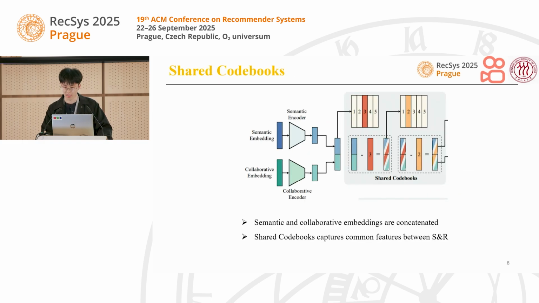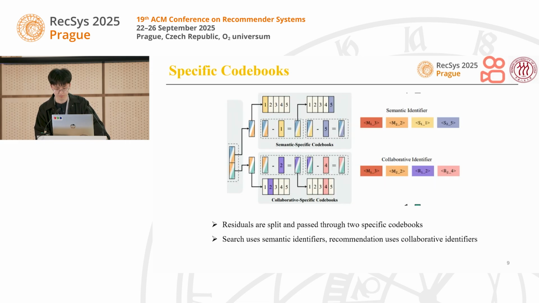Specifically, first, the semantic and collaborative embeddings are concatenated and then passed through 2 shared codebooks. This process enables the model to learn 2 levels of shared codes, which are used to capture shared information between the 2 tasks. Then the residuals obtained from the first 2 levels are split and passed through a semantics-specific codebook and a collaboration-specific codebook, respectively. This process allows the model to learn 2 types of codes, semantic-specific codes and collaboration-specific codes. These codes are used to capture the task-specific information for semantics and collaboration, respectively.